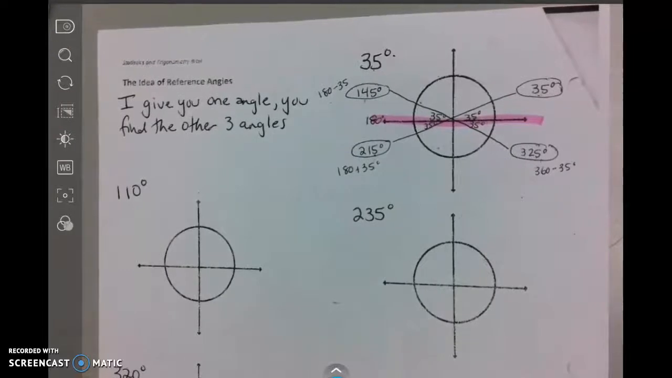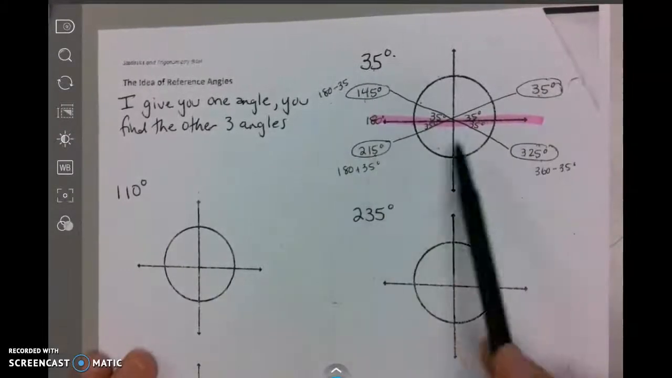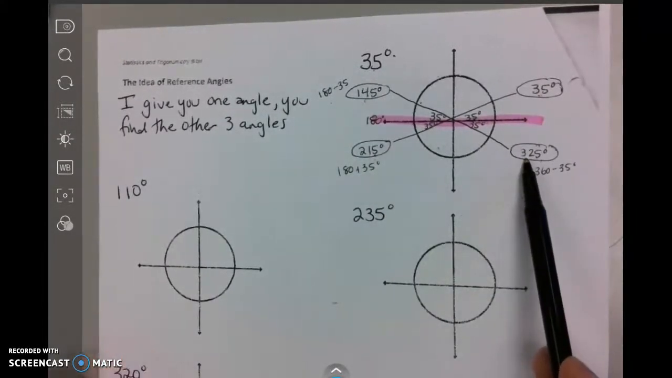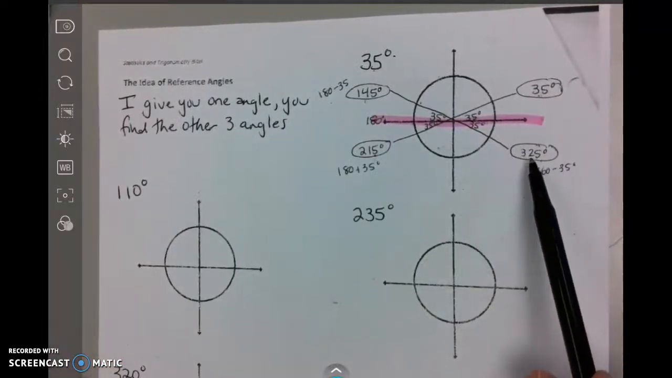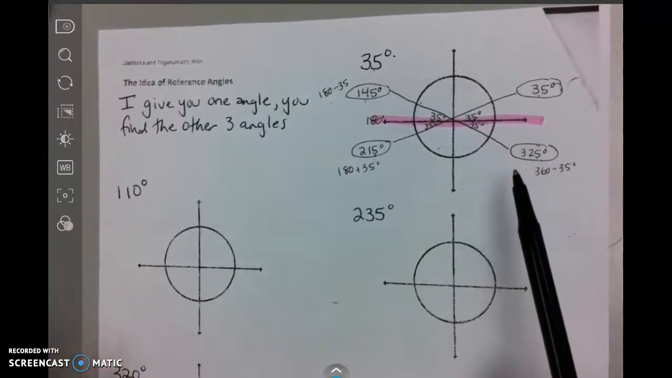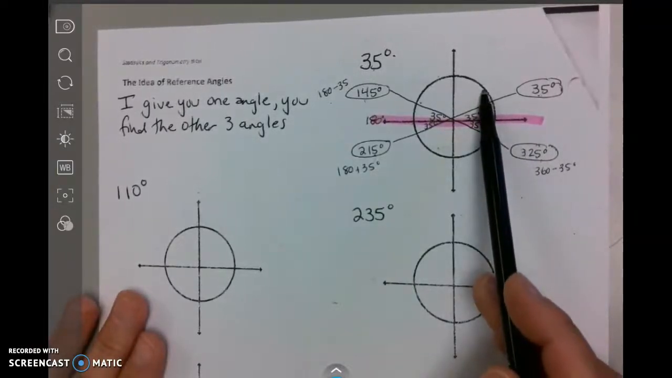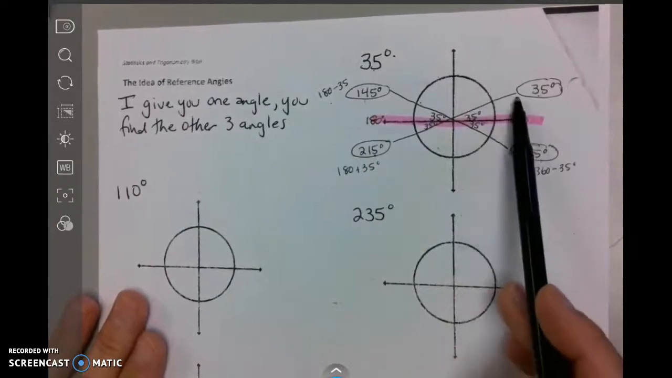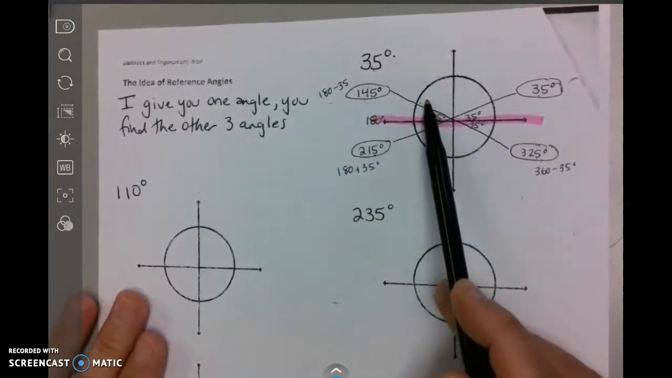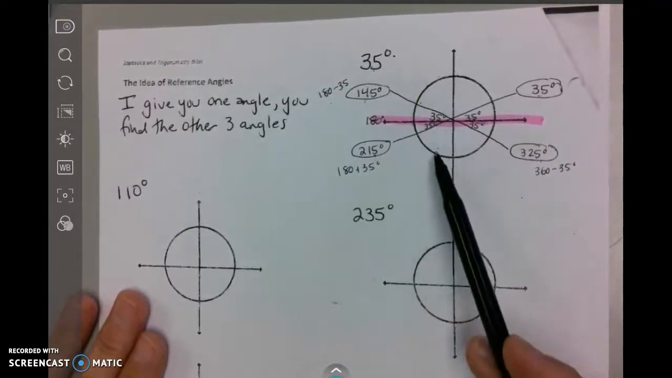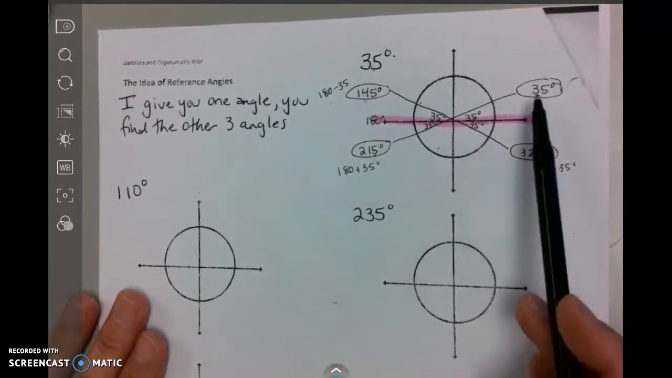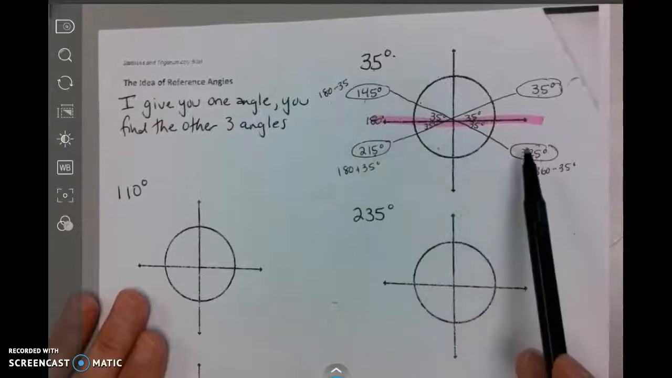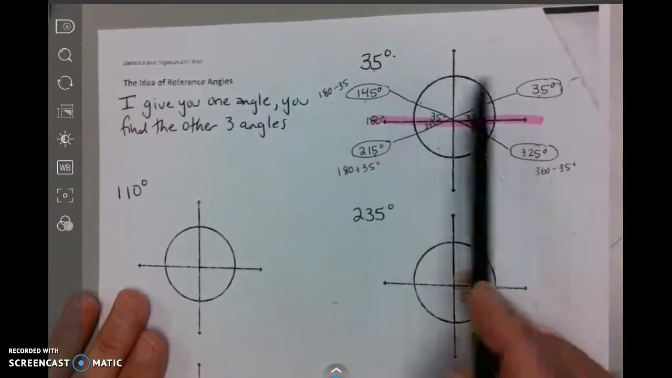As you could see, based on what we found on the calculator, all four of these angles are going to have the same numbers as far as just the number part, as far as cosine, sine, and tangent, but their signs are going to be different. Of course, cosine, sine, and tangent will all be positive in this quadrant. Cosine will be negative, sine will be positive, tangent will be negative in this quadrant, etc. So as we move around, whether they're plus or minus is going to change, but the actual numbers will be the same at all four of these angles.